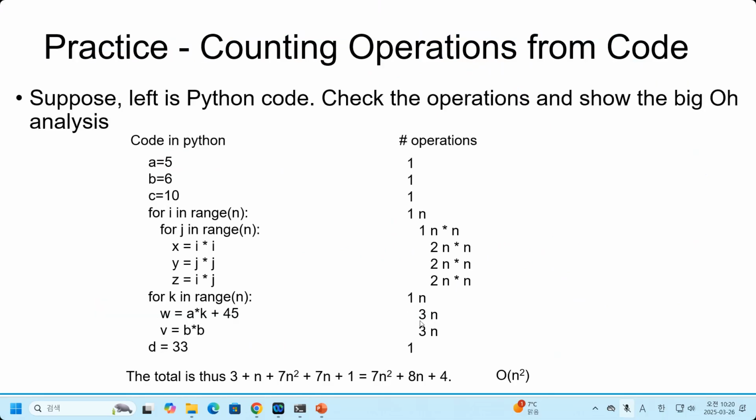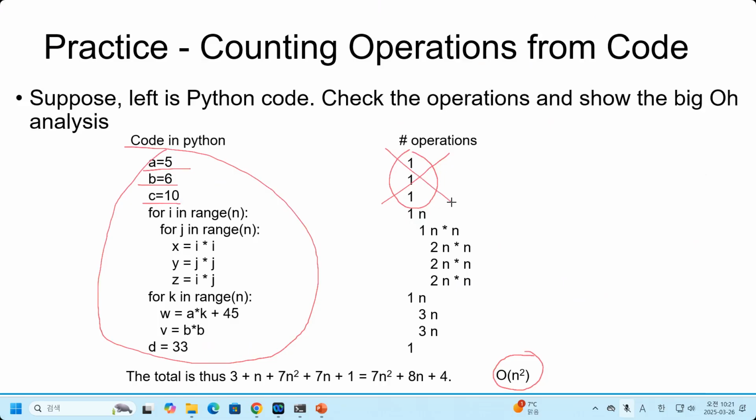Okay, this is just more for your practice. When you have this kind of Python code, you can try to figure out the complexity. We can say this operation is O(n^2). You can check this operation, and as we know, we can ignore this operation and drop it out because it is just a constant. And then we have n.